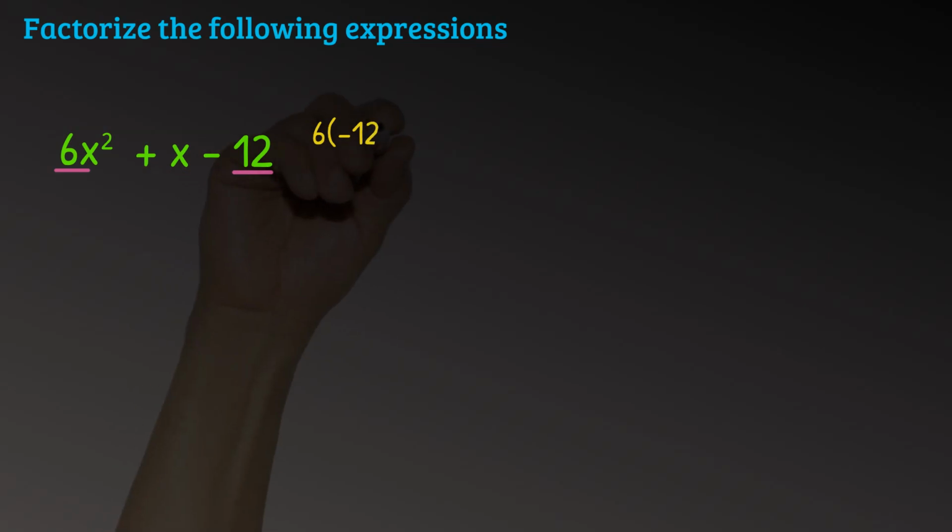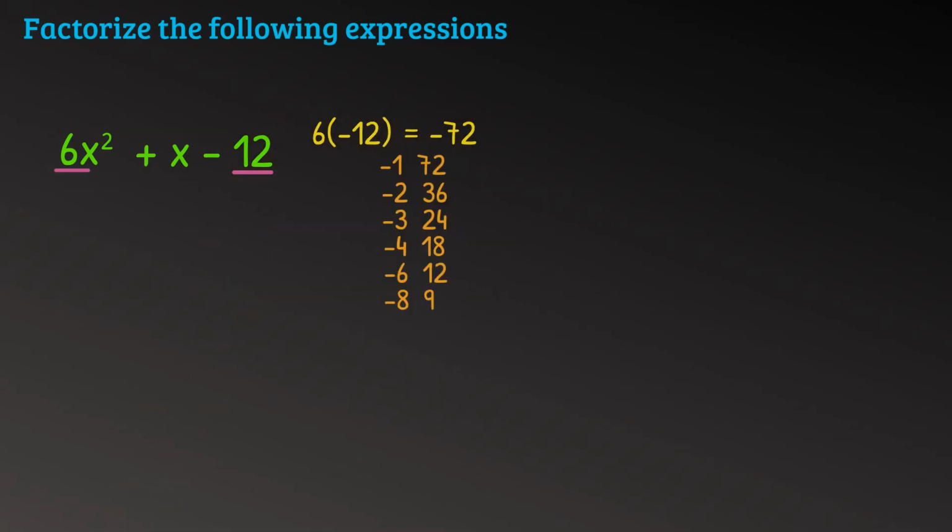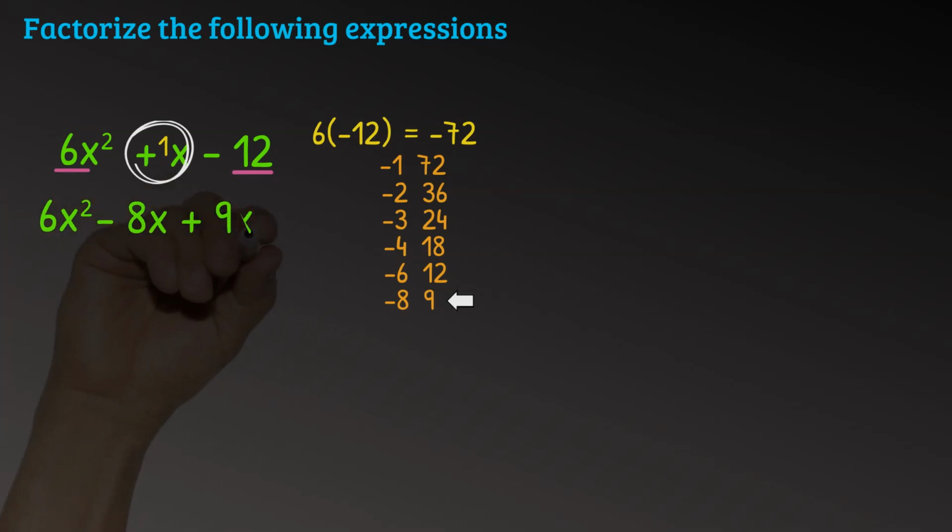6 times minus 12 is minus 72. Here are some numbers that multiply together to get minus 72. We also need them to add up to give us plus 1, so we use minus 8 and 9. We rewrite the expression replacing plus 1x with minus 8x plus 9x.